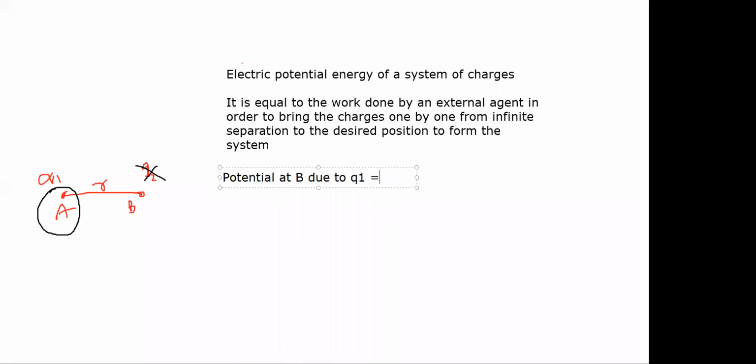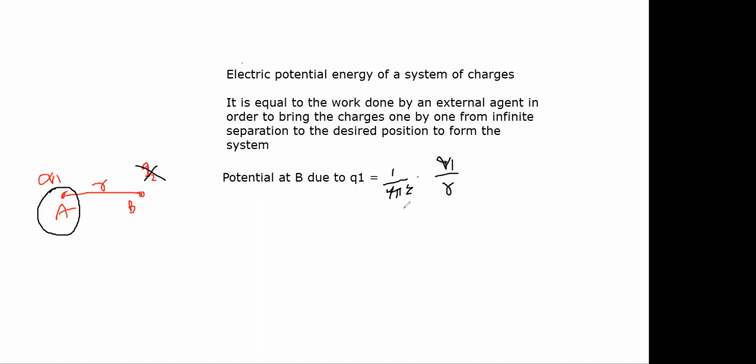Potential at B due to Q1 is 1/4 pi epsilon into Q1 by r. We derived this formula yesterday.